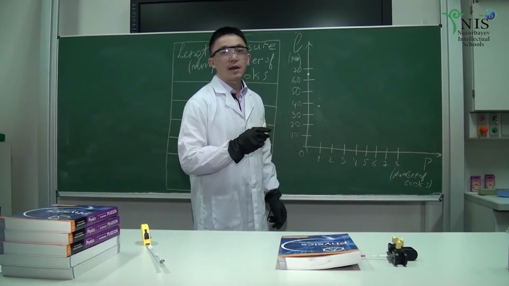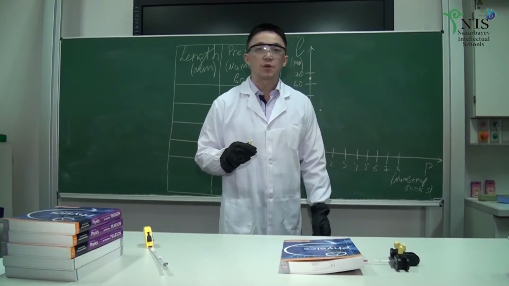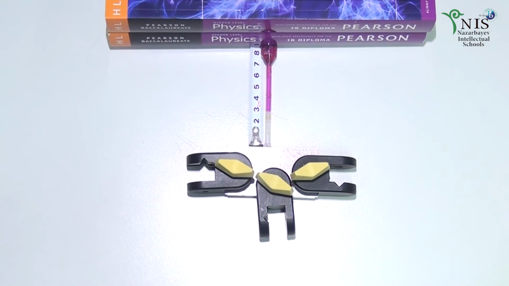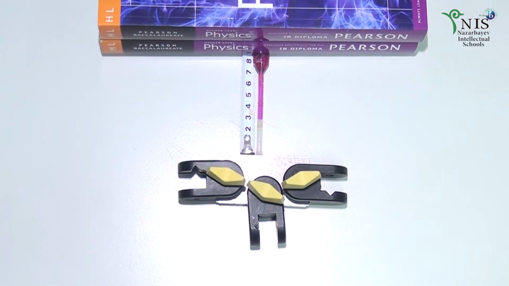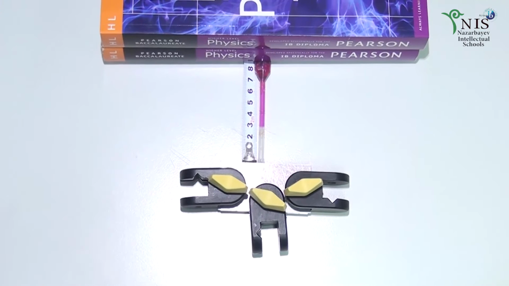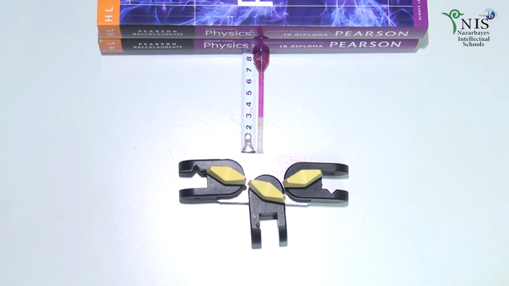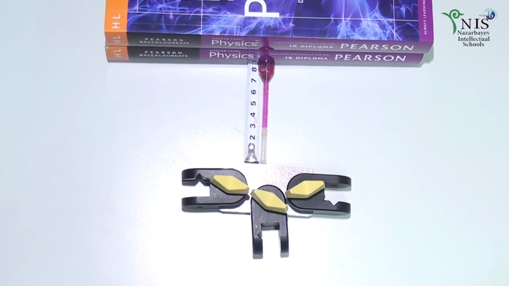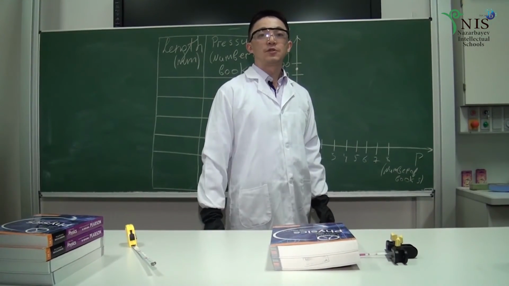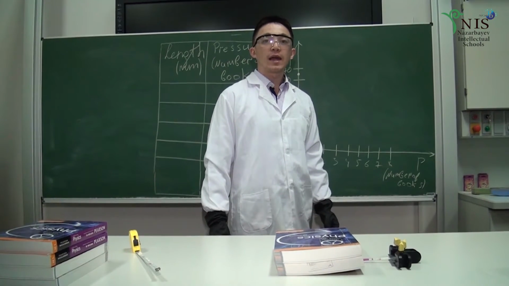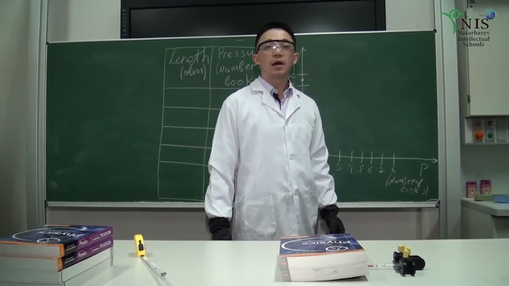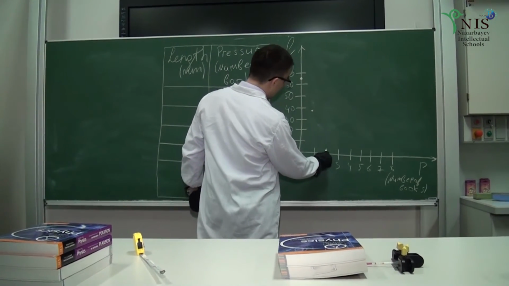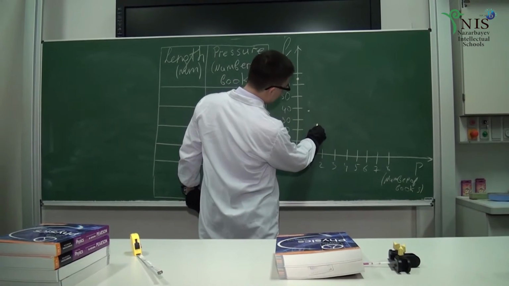So let's add one more book to increase pressure and decrease volume. We added the second book, and now pressure increased and the length of the empty space of the pipette is equal to 27 millimeters. So second book, 27 millimeters. It's approximately here.